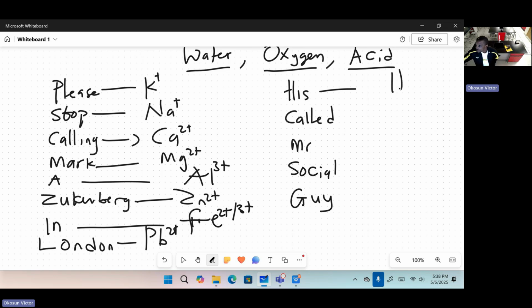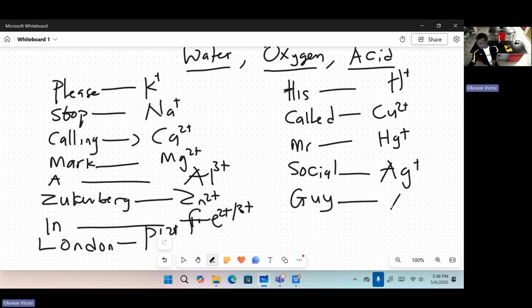That is hydrogen. Now you'll be wondering, why is hydrogen included in this series? Hydrogen is not a metal, but it is included in this series as a reference point. I will tell you why. Now, Paul, that is copper. Mr., that is mercury. Social, that is silver. Silver is Ag+. Then guy, that is gold.